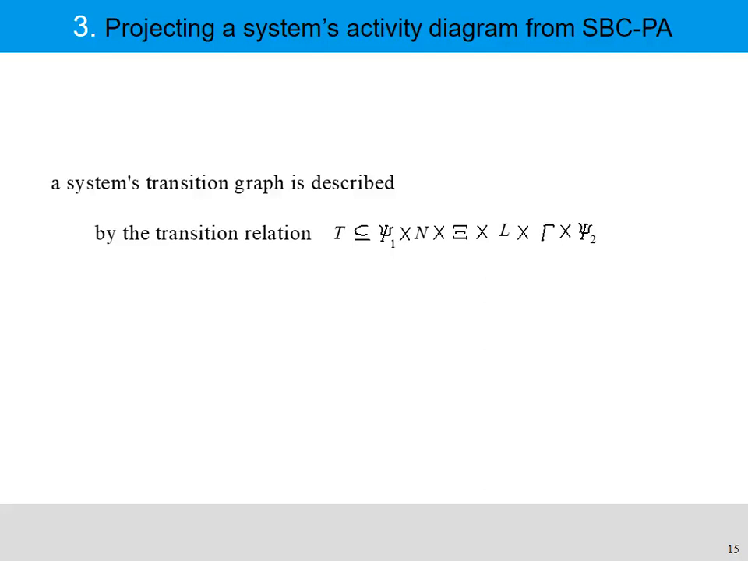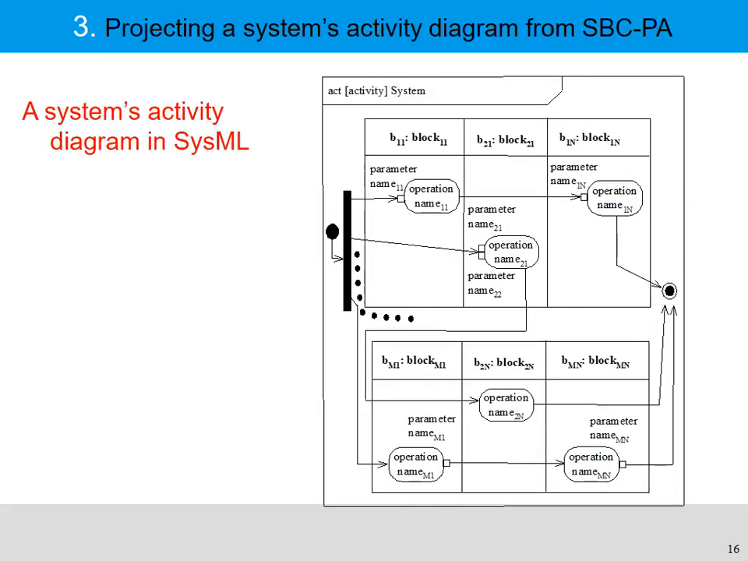Now, let's go to the final chapter, chapter 3, projecting a system's activity diagram from SBC process algebra. We mentioned that a system's transition graph is described by the transition relation T with 6 attributes. A system's activity diagram in SysML is represented as a figure shown here.